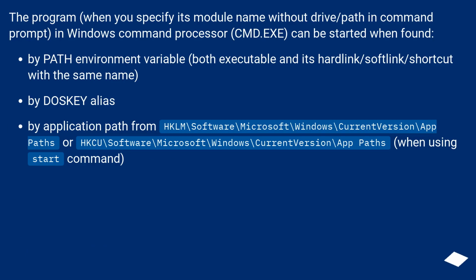A program, when you specify its module name without drive and path in the command prompt, that is, in the Windows Command Processor cmd.exe, can be started when found by the path environment variable, both the executable and its hardlink, softlink or shortcut with the same name. By Doskey alias. By application path from HKLM/Software/Microsoft/Windows/CurrentVersion/App Paths, or HKCU/Software/Microsoft/Windows/CurrentVersion/App Paths, when using the start command.